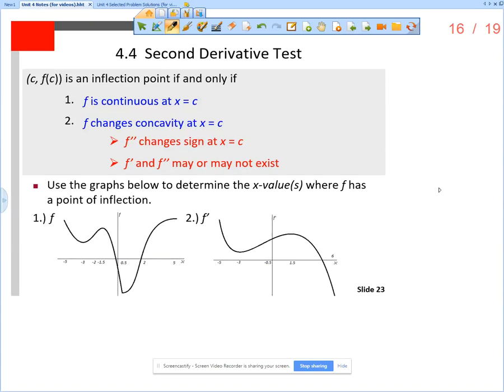This is the video for section 4.4 notes, slides 23 and 24. So continuing on with talking about the second derivative, let's read this.